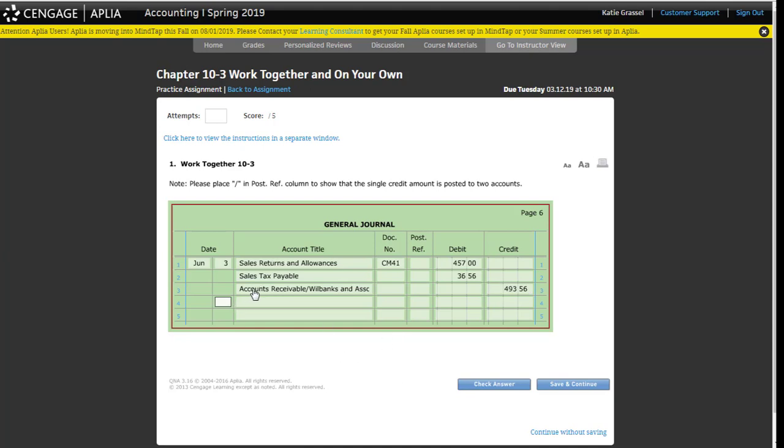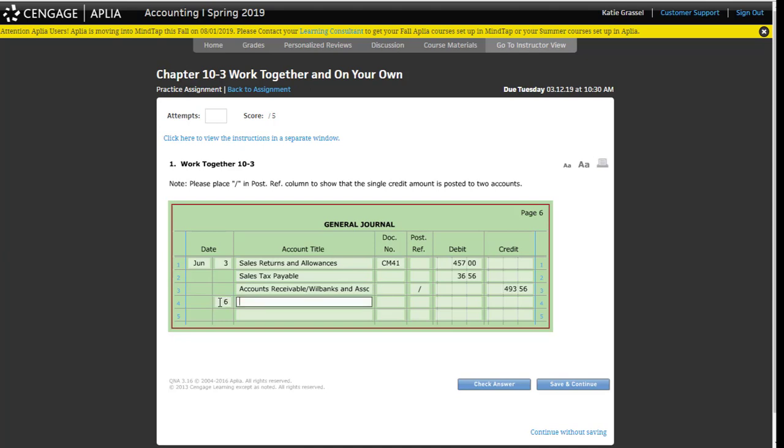Now, if you do accounts receivable / Wilbanks and Associates, you have to put a slash in the post reference. If you don't, it will mark it wrong. Now, the reason that we do accounts receivable / Wilbanks and Associates is because we have a separate account called accounts receivable, and we have a separate account called Wilbanks and Associates, and we need to put them both in there. Now, June 6th is very similar, except our customer doesn't have sales tax. So it's going to look the same, except we're only going to use 2 lines.